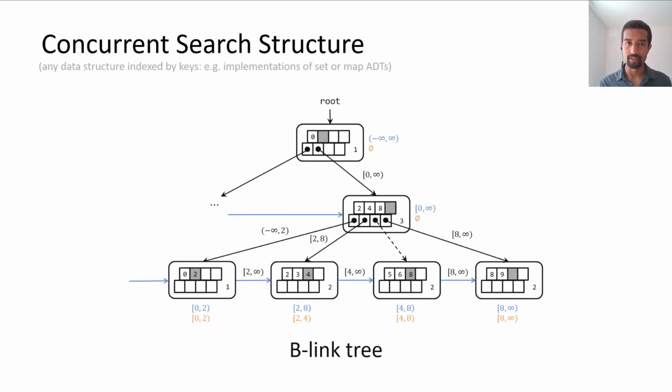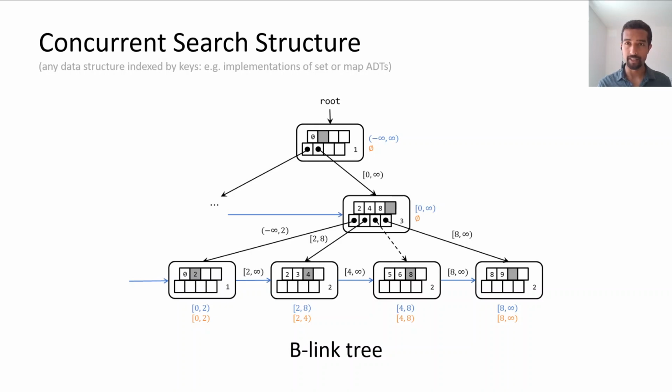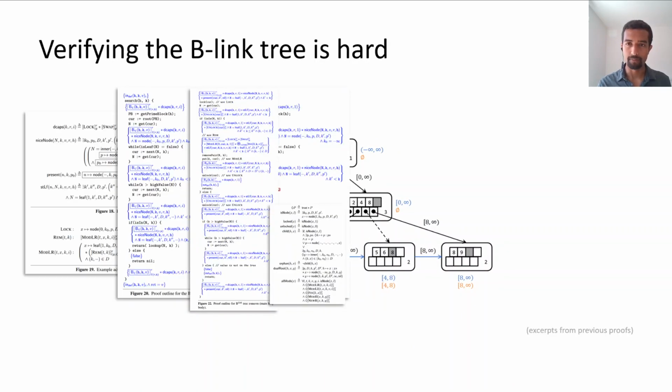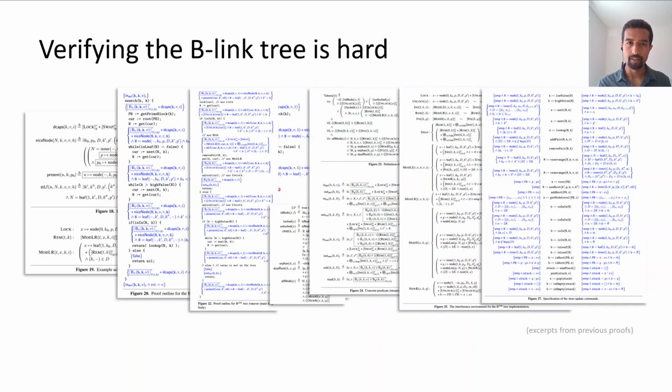A concurrent search structure is any data structure that's indexed by keys and that permits access by multiple threads. Think about implementations of sets or maps, for example. Concurrent search structures like this B-link tree here are widely used in operating systems and databases. But formally verifying these algorithms is hard. Existing proofs are large, complex, and mostly on paper, verified only by hand.